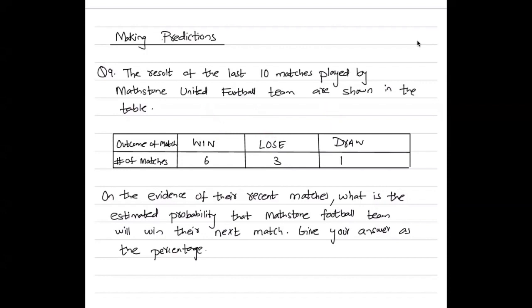Okay. So these are the number of matches played by this team. The team won 6 matches, lost 3 matches, and 1 match was draw. On the evidence of their recent matches, what is the estimated probability that this football team will win their next match? So, guys, probability is used to make predictions. If we have sufficient data, we can use that data to predict the result.